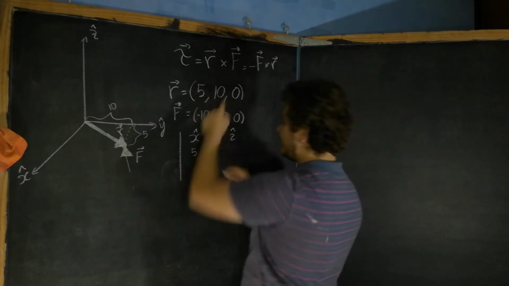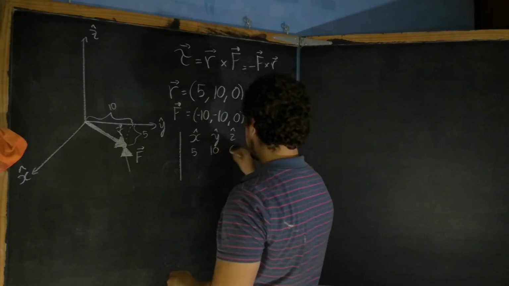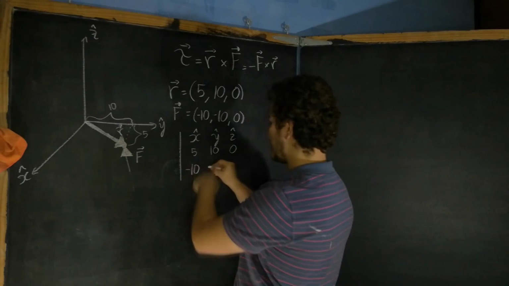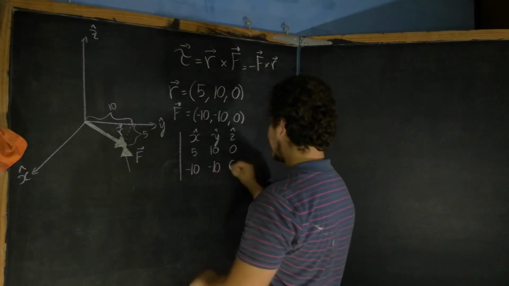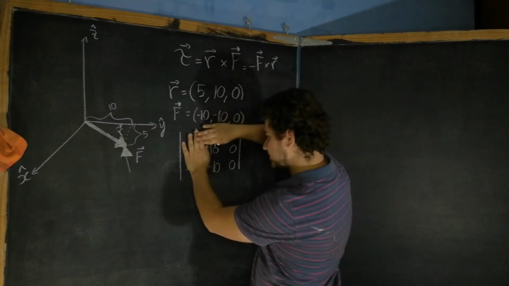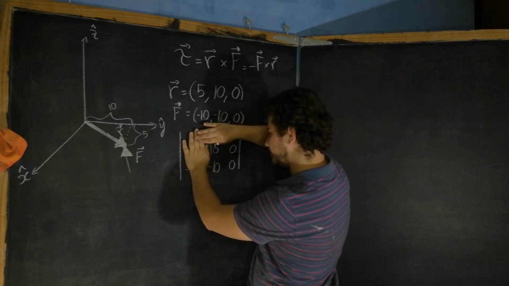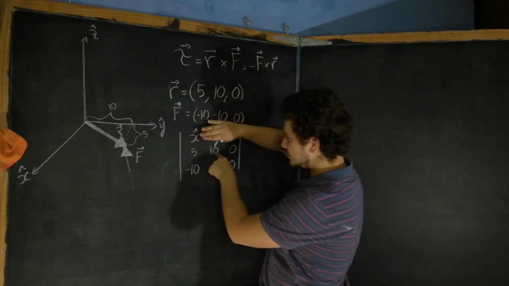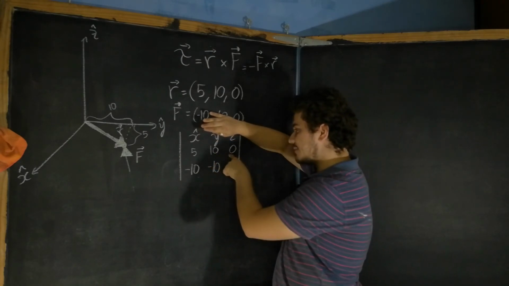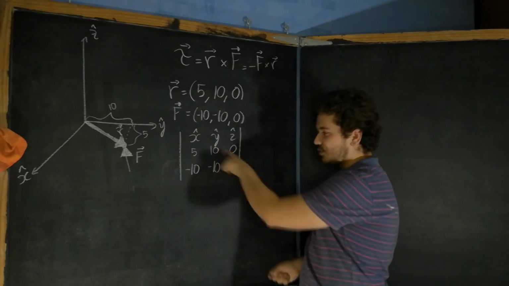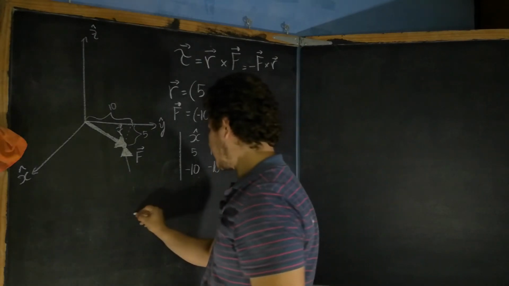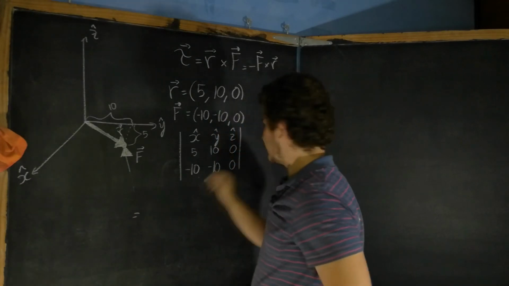So 5, 10 in the Y, and 0 in Z. Minus 10 in X, minus 10 in Y, and 0 in Z. We do the same thing again. We blank out these two rows and the column, and we say 10 times 0 minus 10 times 0. Because both of them are multiplied by 0, the net result is 0.